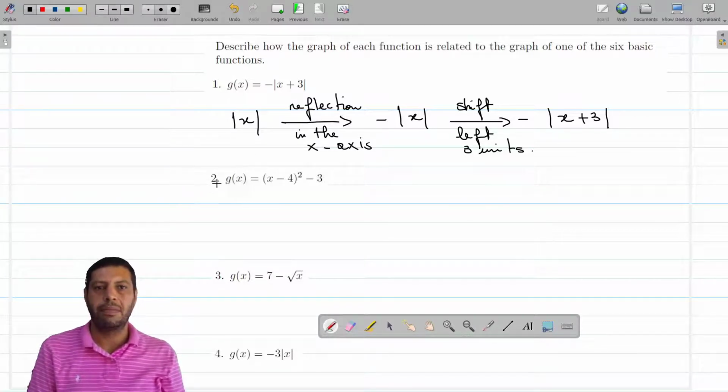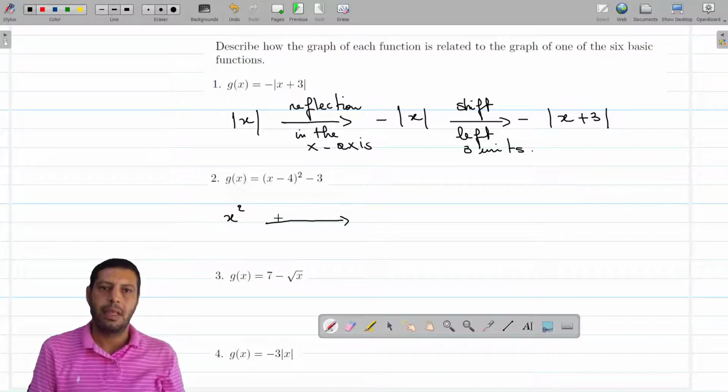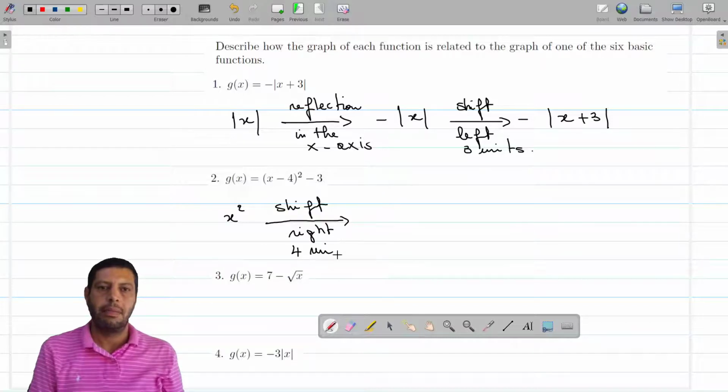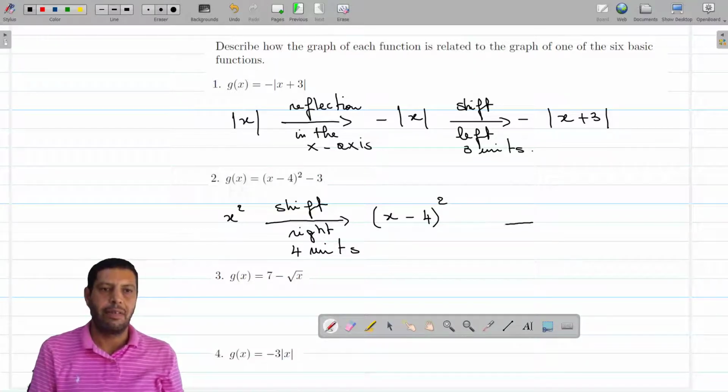Let's move to the second one. The second function is g of x equals x minus 4 squared minus 3. We're going to start with the basic function x squared, on which we'll apply a shift to the right by 4 units. By applying this shift to the right 4 units, we're going to obtain x minus 4 squared.